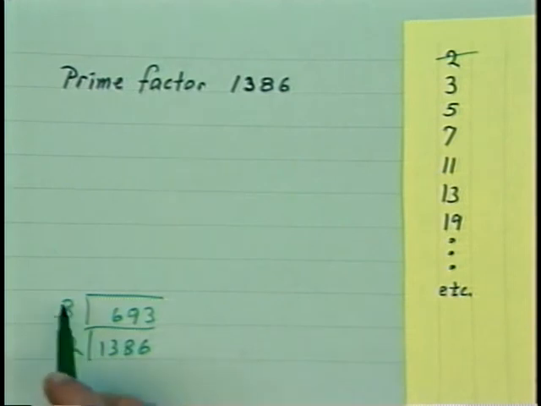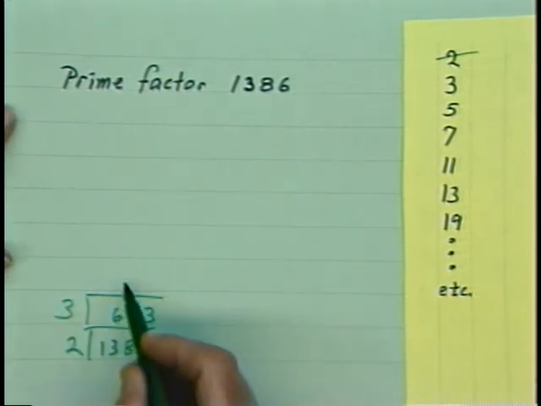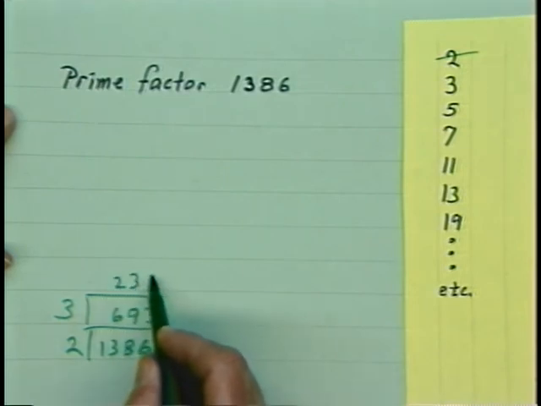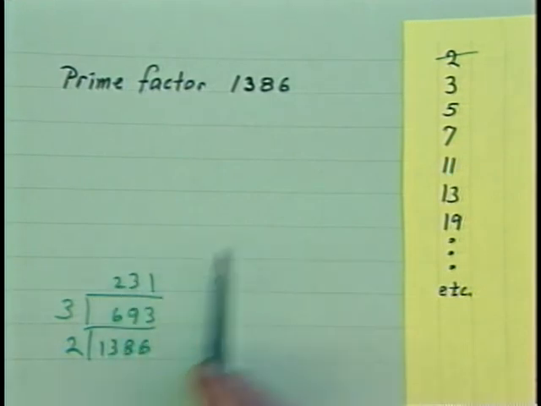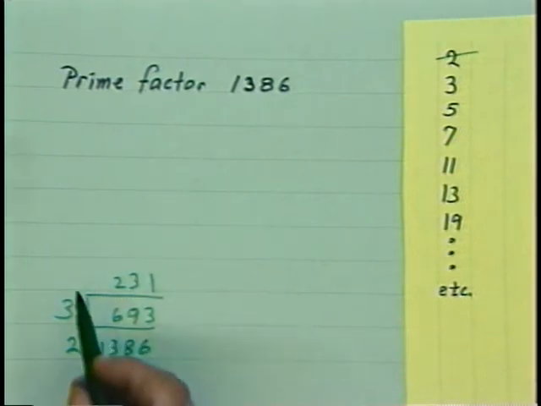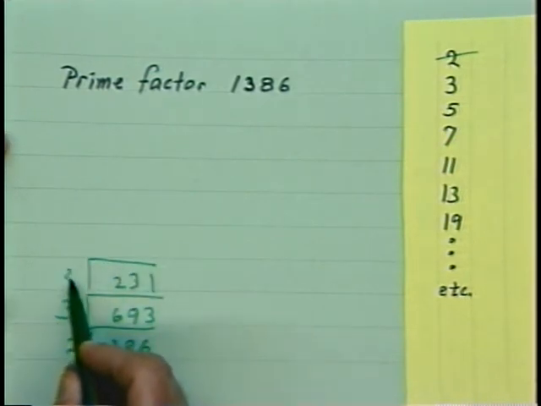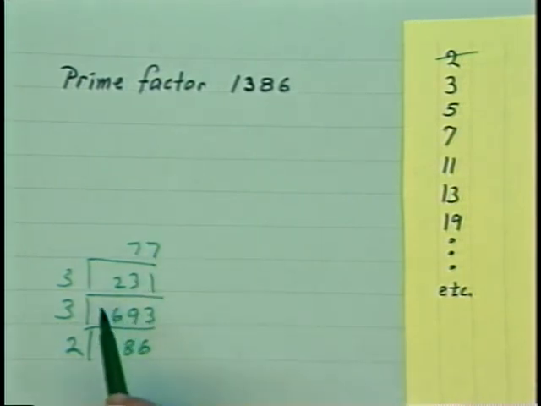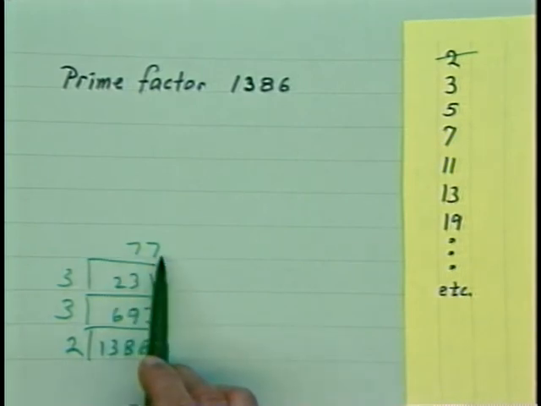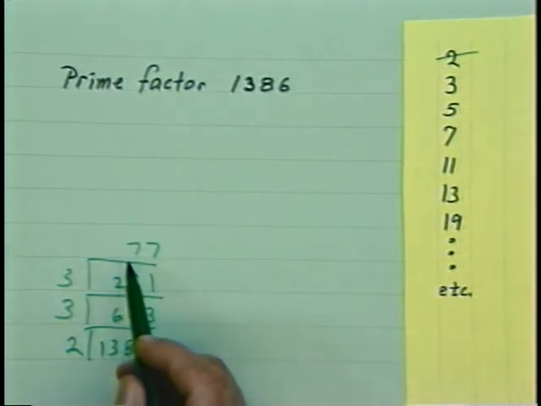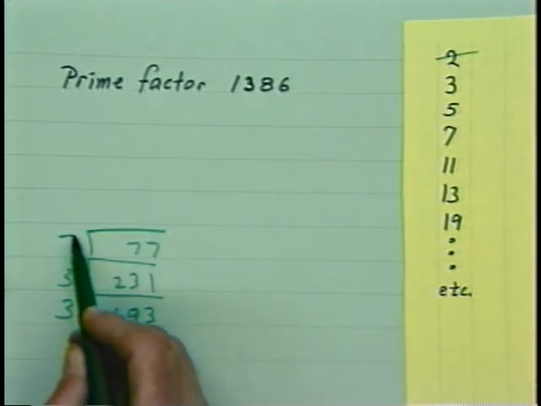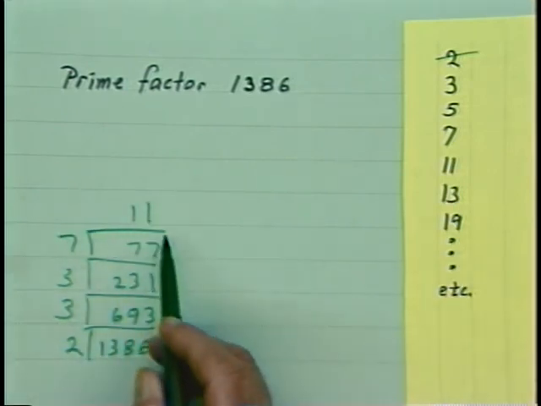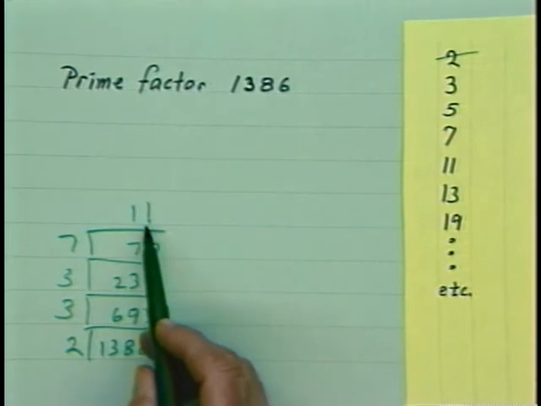Now, of course, if you're doing this with a calculator, it's very fast, isn't it? Dividing this by 3, we get 231. And again, our divisibility test tells us that 3 will divide into this. Goes into 7, leaving 21. 3 goes into 21 7 times. And we can see that 3 will not go in any further. But we can see that 7 will. That goes in 11, and 11 is a prime number.